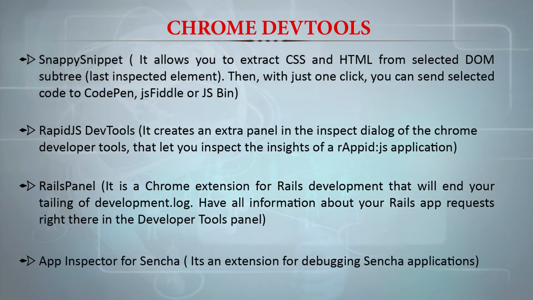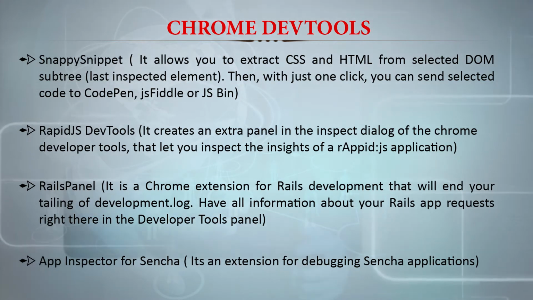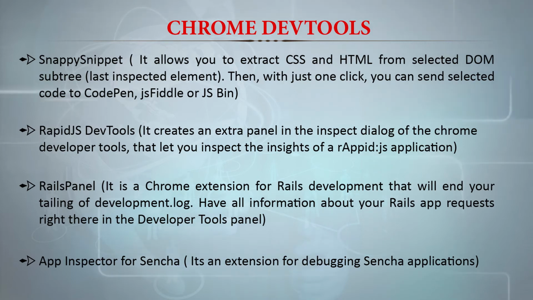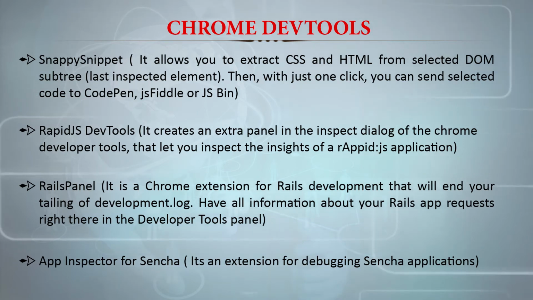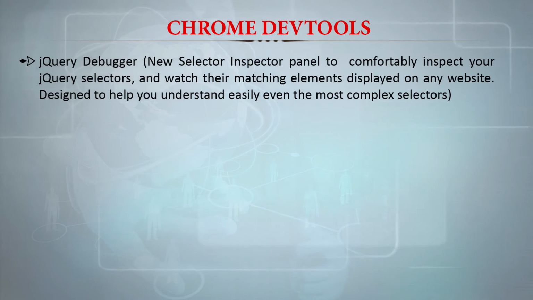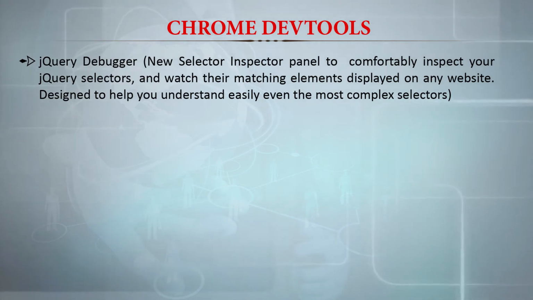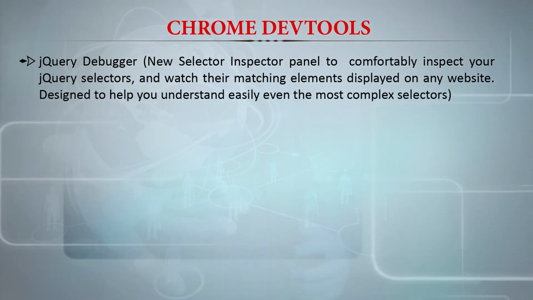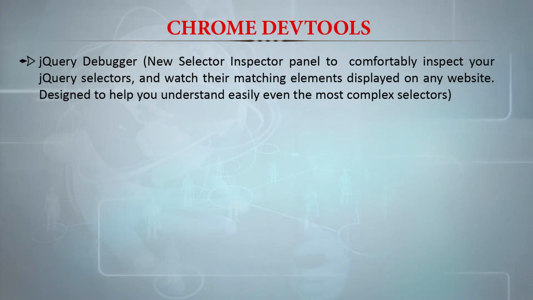It is having all information about your Rails app requests right there in the Developer Tools panel. Also, there is an app inspector for Sencha. It's an extension for debugging Sencha applications. jQuery Debugger is also present. It is a new selector inspector panel to comfortably inspect your jQuery selectors and watch their matching elements displayed on any website. It's designed to help you understand easily even the most complex selectors.